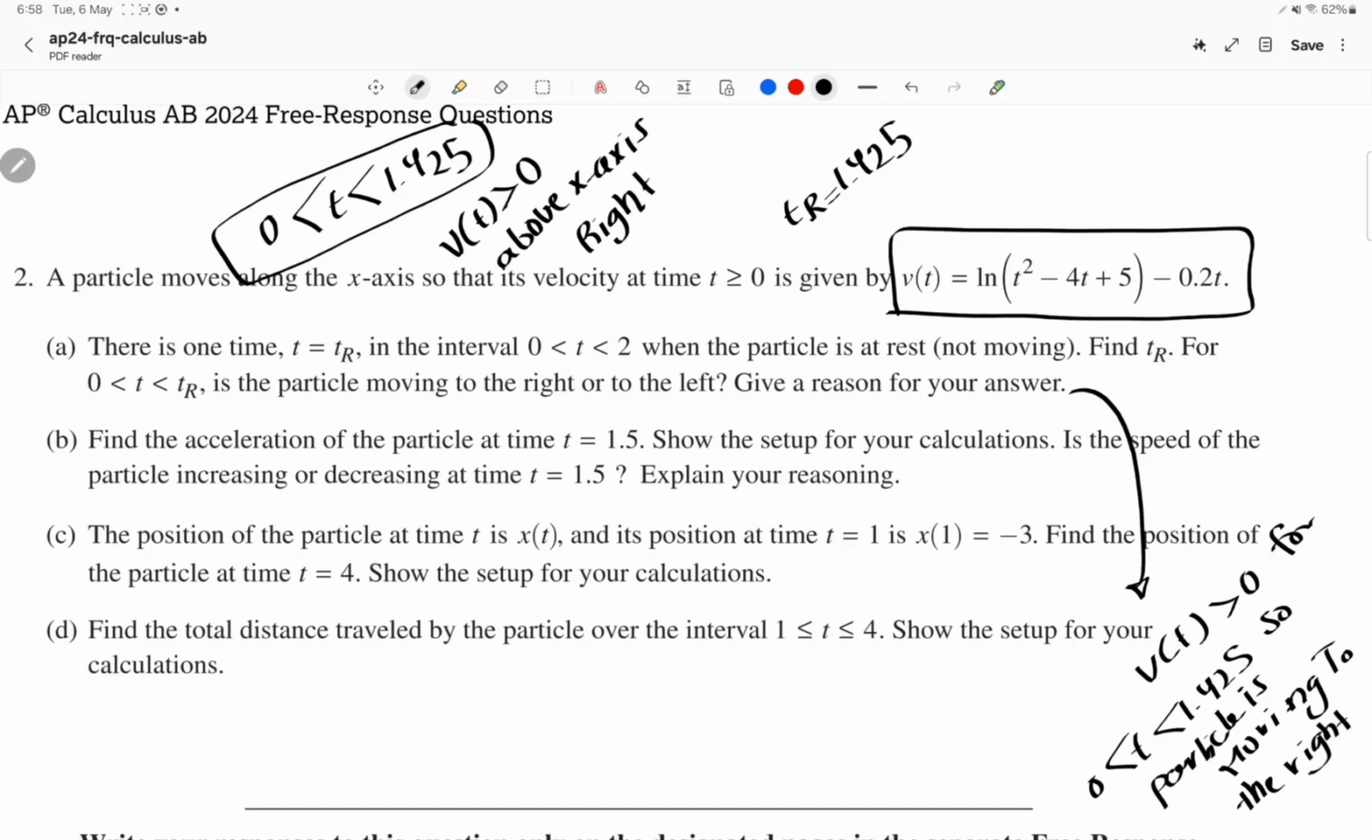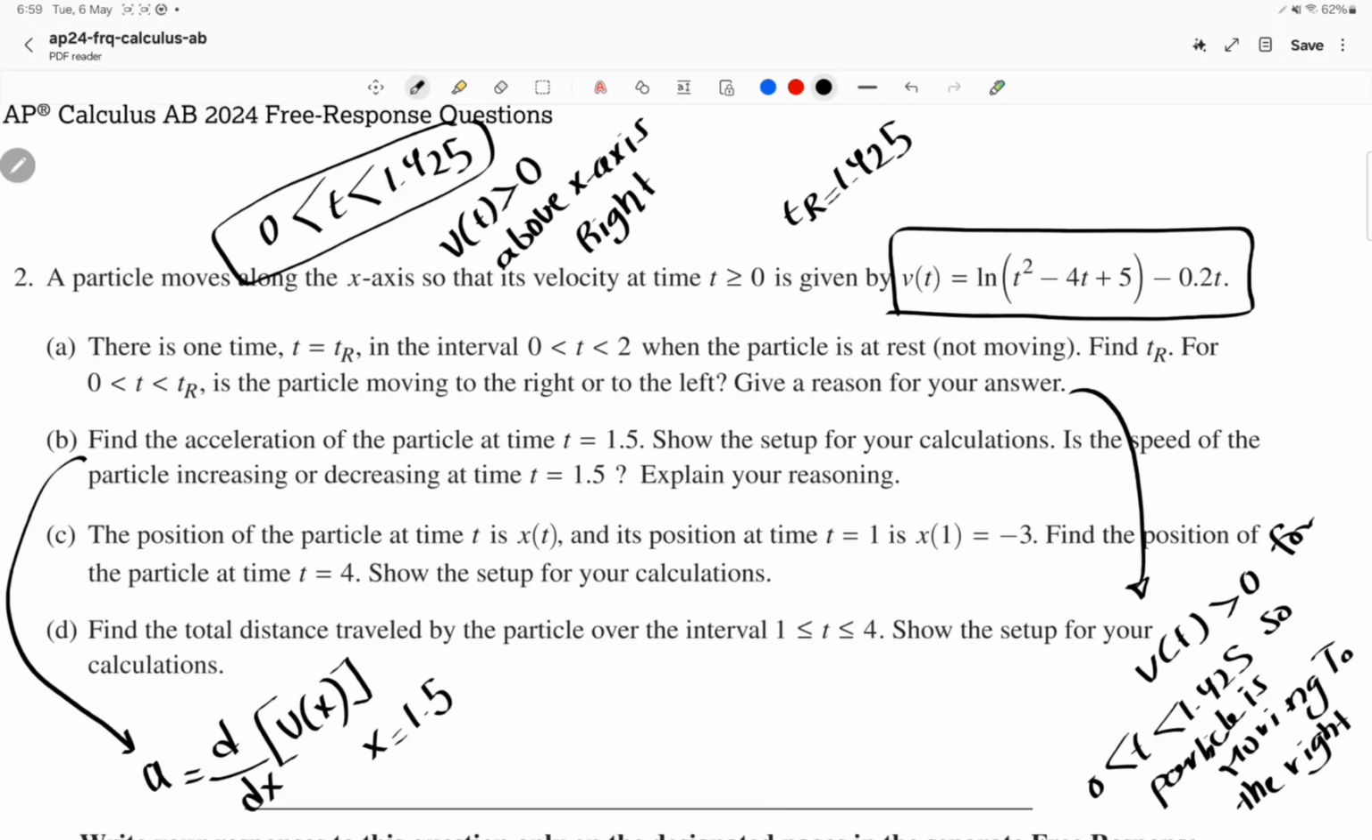Okay, that was all part A. Part B, find the acceleration of the particle at time t. How do we get acceleration if we're given the velocity equation? Take the prime. So acceleration is the prime of the velocity, d over dx of v(x), at x of 1.5, or the time of 1.5.